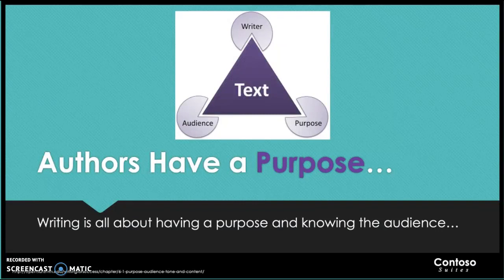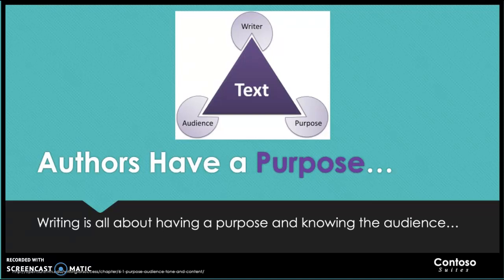Well, first of all, we need to talk about author's purpose. Every author has a purpose when they start to write. When they put the pencil to the paper or their fingers to the keyboard, they all have a reason why they need to write something down. And there's really three overarching umbrella reasons to write. One is to inform, one is to persuade, and one is to entertain. Those are the big, broad purposes.